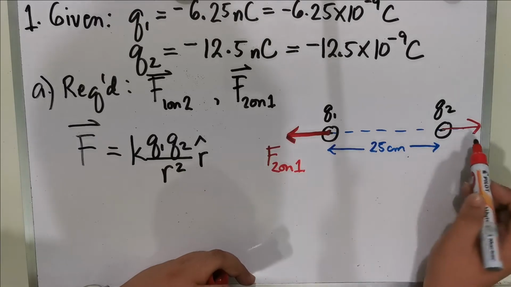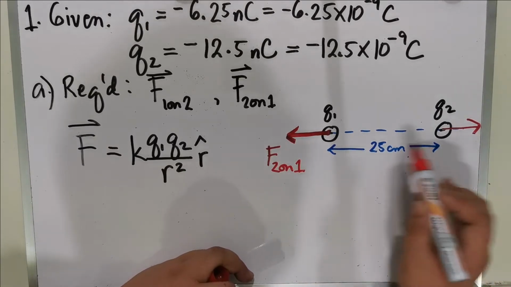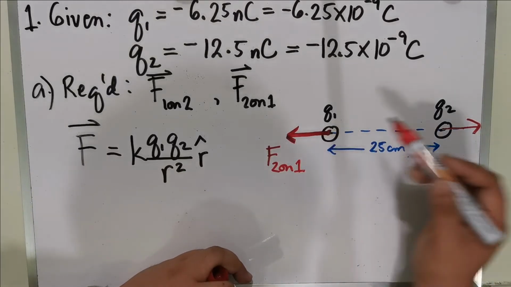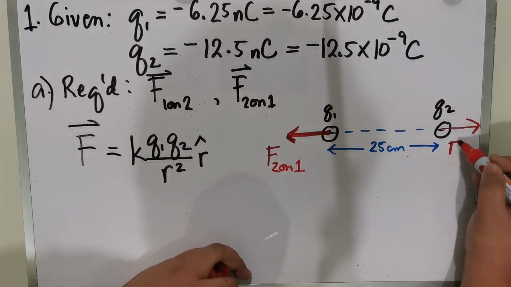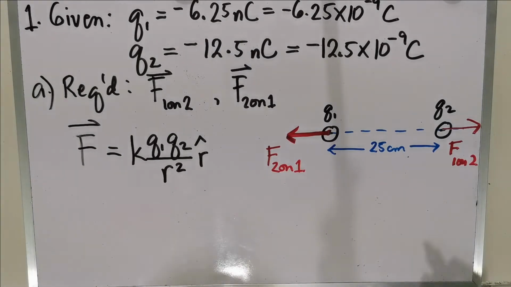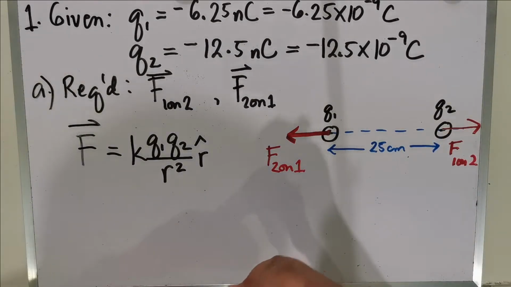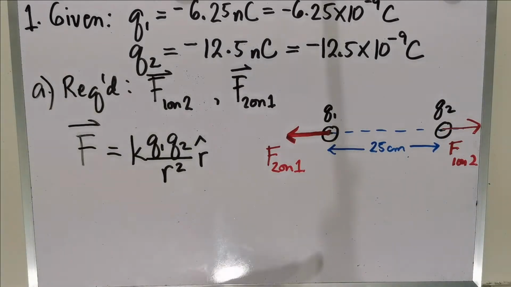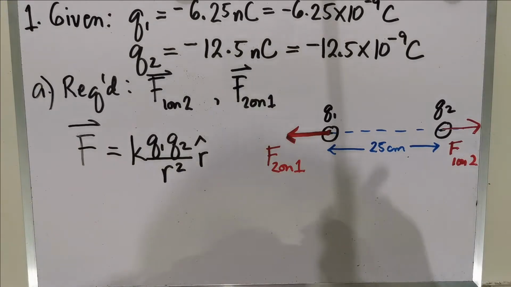So as you can see, the forces are repulsive. And in this case, si Q1 ang panaghatag og force padulong kang Q2. So we name this as F1 on 2. So from this palang daan, or in the illustration palang daan, we can now see, or we can now obtain the direction of each forces.